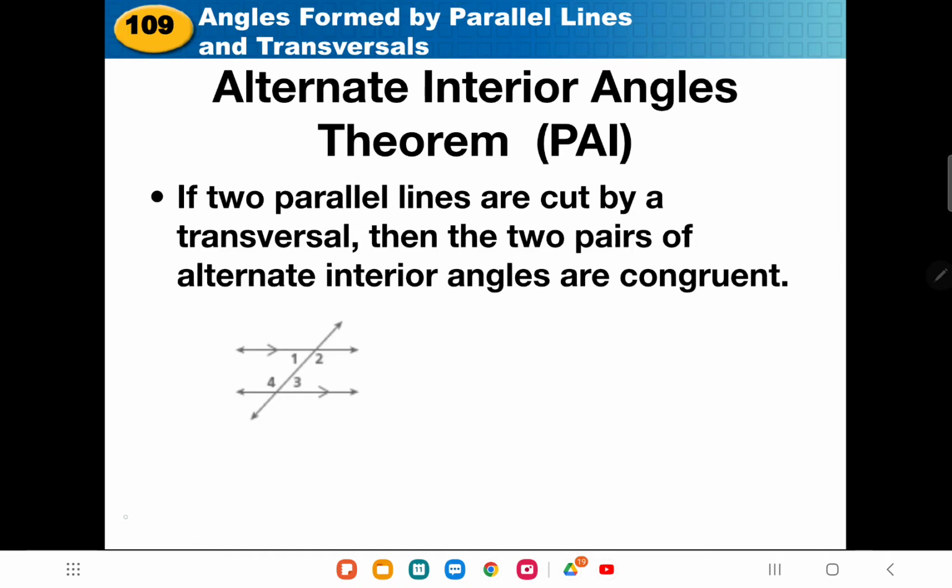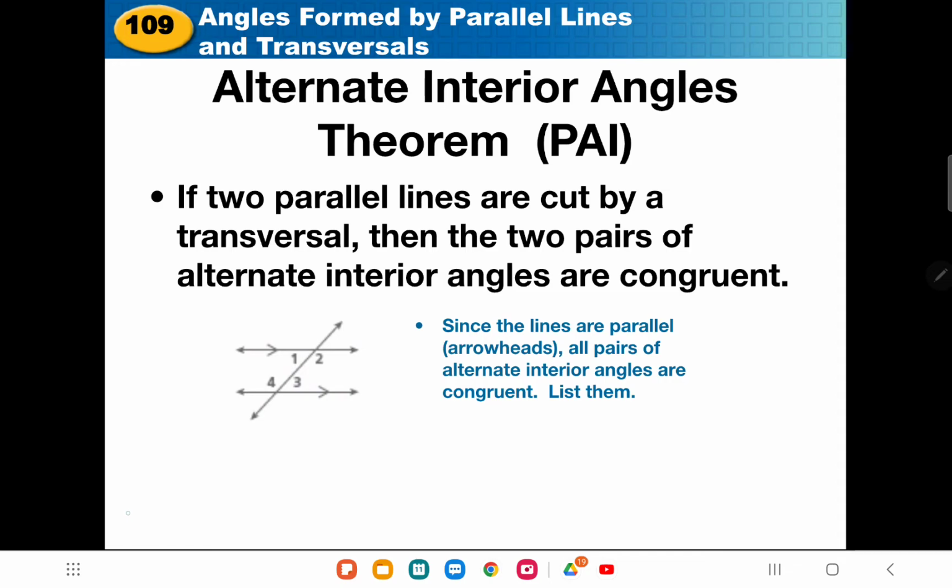We have the alternate interior angles theorem, PAI. If parallel, then alternate interior angles are congruent. If two parallel lines are cut by a transversal, then the two pairs of alternate interior angles are congruent. We can see from this diagram by the arrowheads that the lines are parallel. Therefore, angle 1 is congruent to angle 3, and angle 2 is congruent to angle 4.